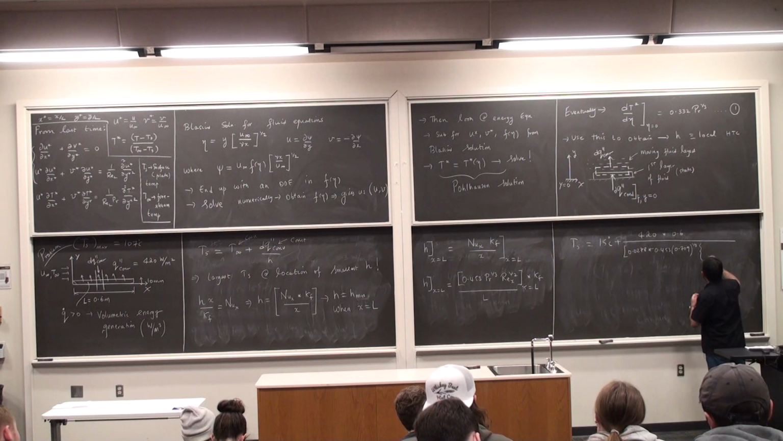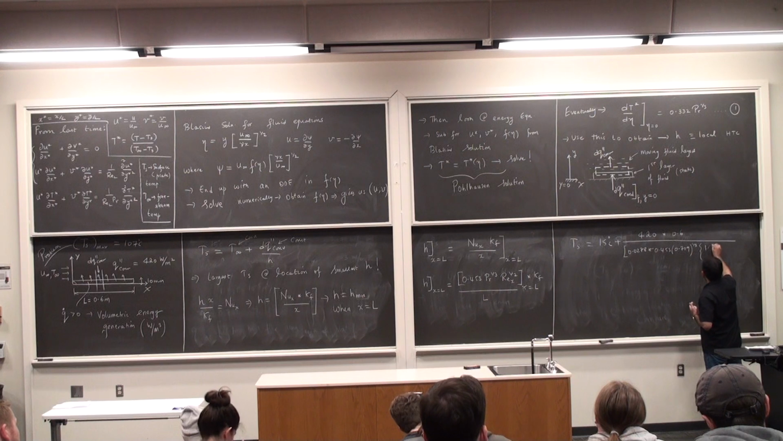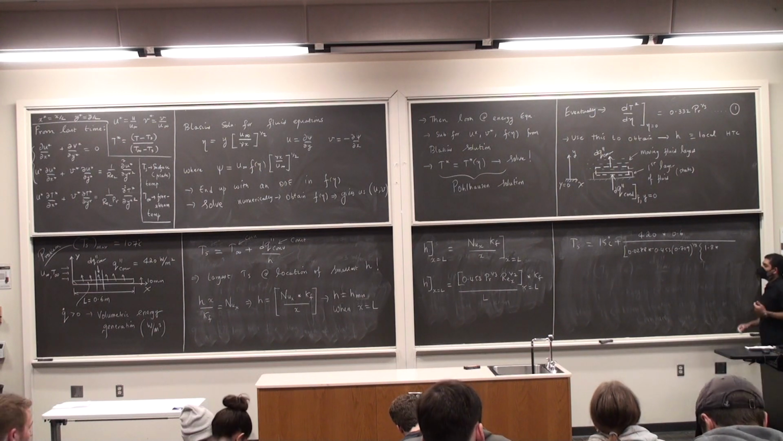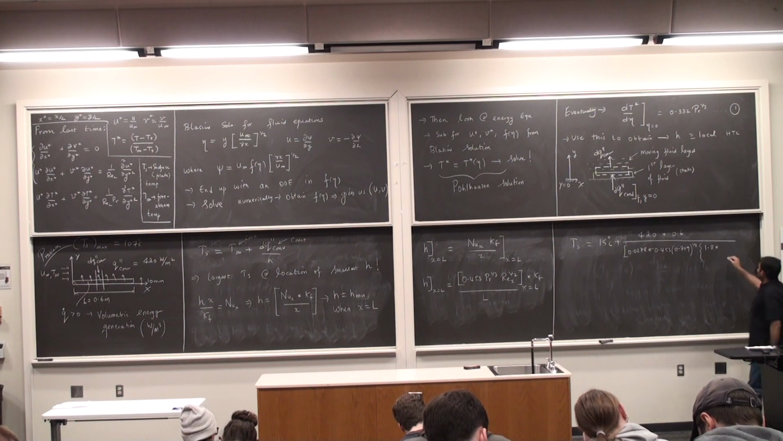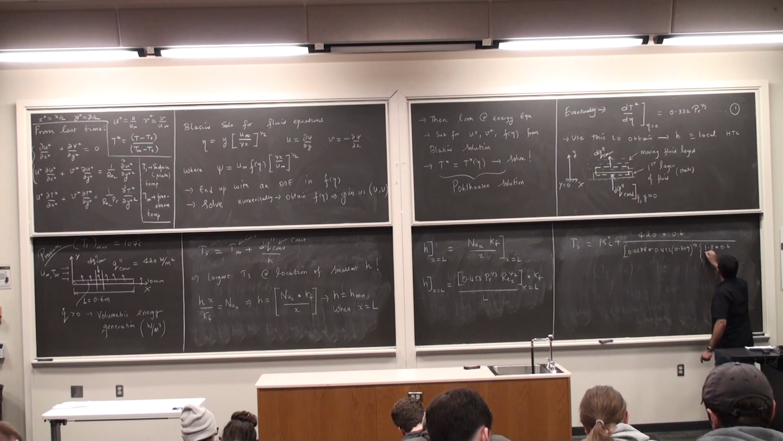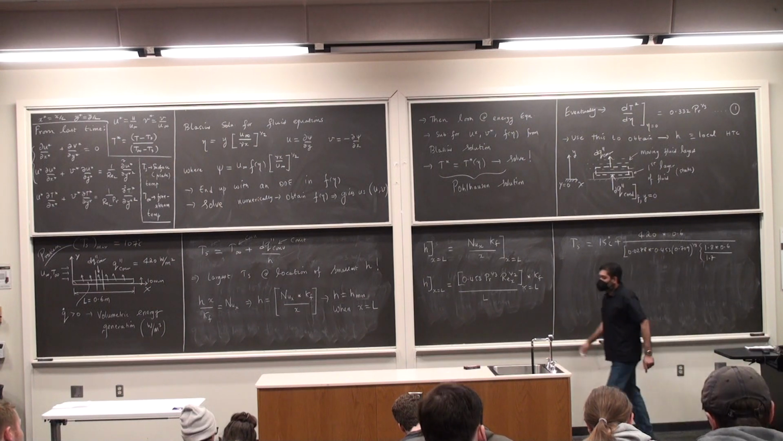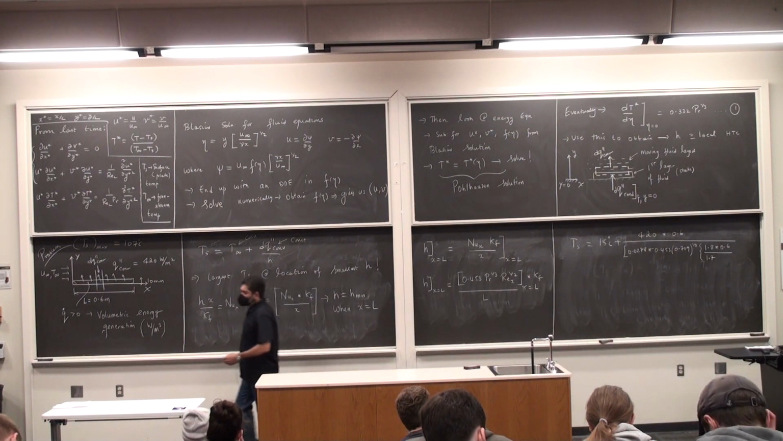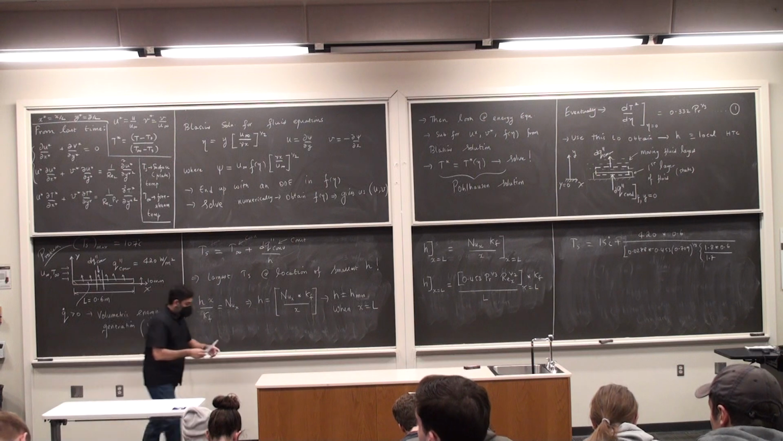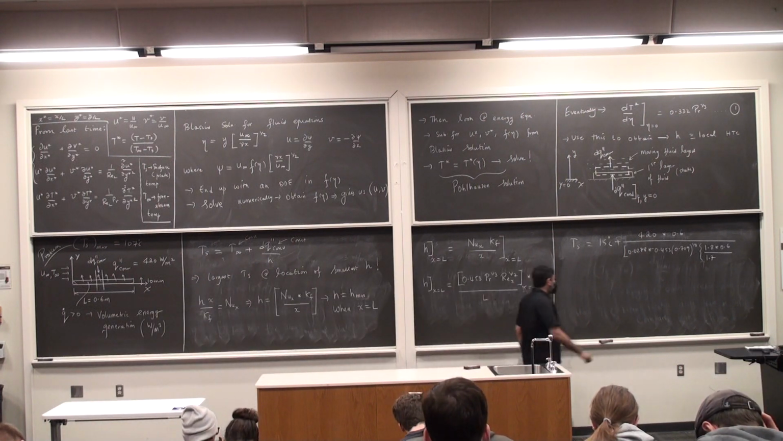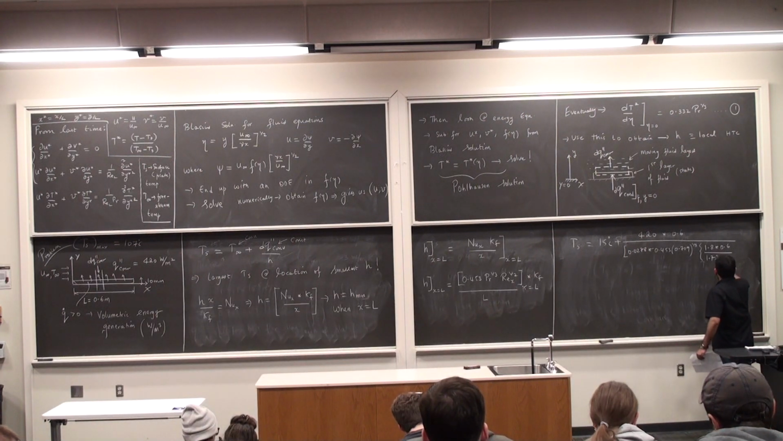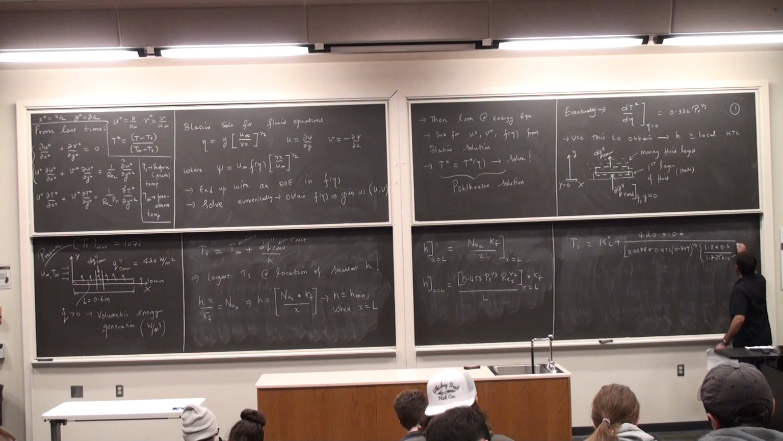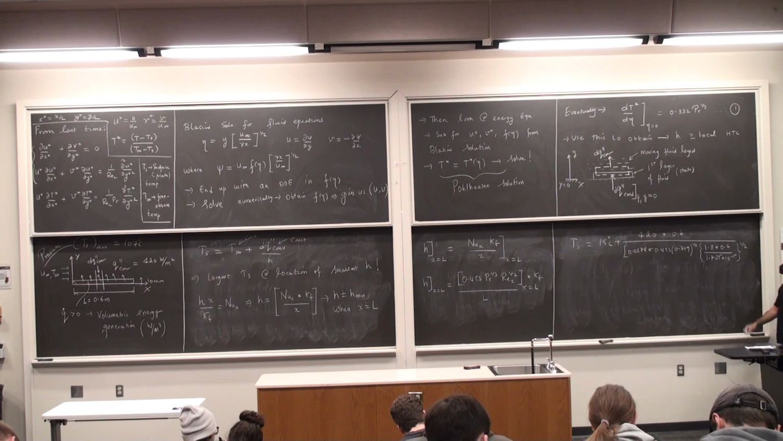So this is U infinity times the length L, so that's 0.6, divided by 7.25 times 10 to the power minus 5, which is the kinematic viscosity. All of this to the power 1 by 2. And bracket close.